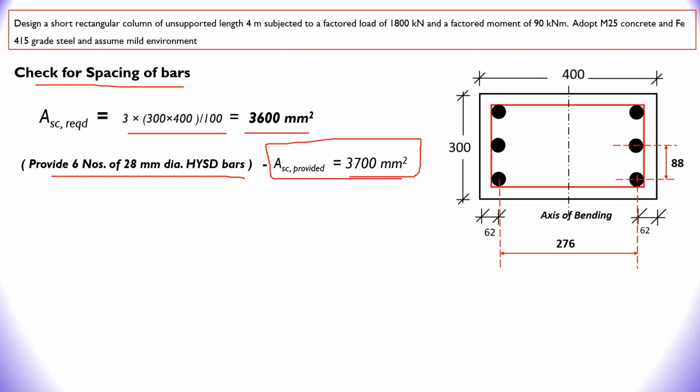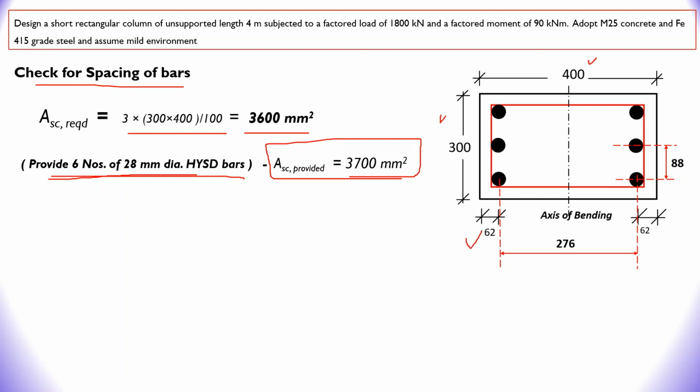So this is the cross section diagram, and the red color surrounding is the lateral tie, and that tie is of 8 dia bar, which we have preliminarily assumed, and later on we are going to check it also. This side is 300 millimeter and the longer side is 400 millimeter. When we provide 6 number of bars, which we have to provide uniformly on both sides, we will provide 3 number of bars on one side and 3 number of bars on the other side.